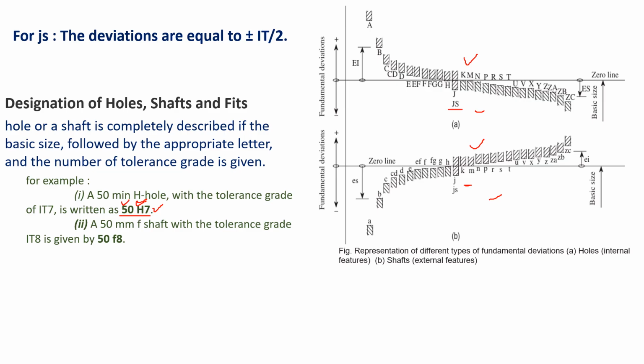Similarly, consider a 50 mm F shaft. The shaft is the F type with the tolerance grade IT8. So we represent this as 50 f8. 50 is the basic size and for the shaft we have to write small letters. So f is the deviation, the f type, and 8 is the tolerance grade, that is IT8.